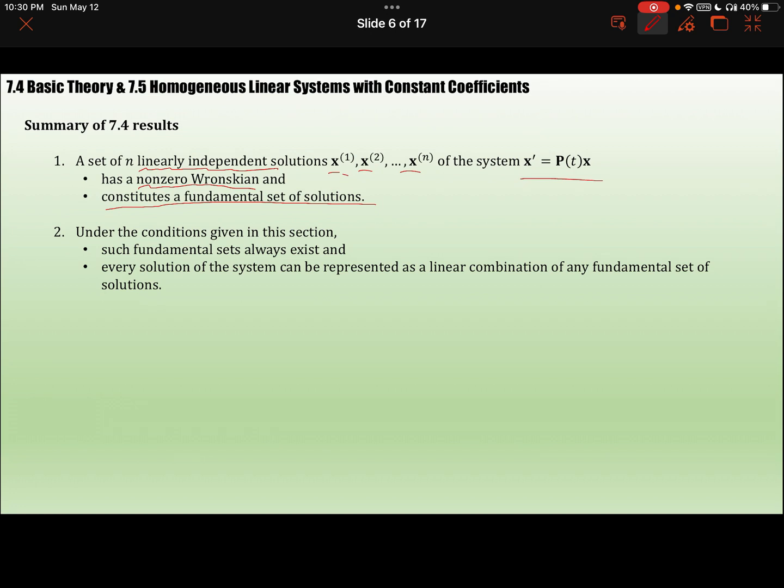And this is the last point here. Under some very mild conditions given in this section, these kinds of fundamental sets of solutions always exist, and they can be represented, as we just saw, as a linear combination of those fundamental solutions.